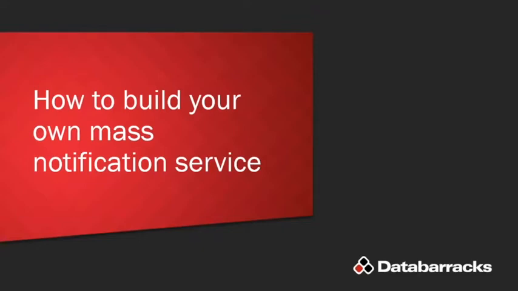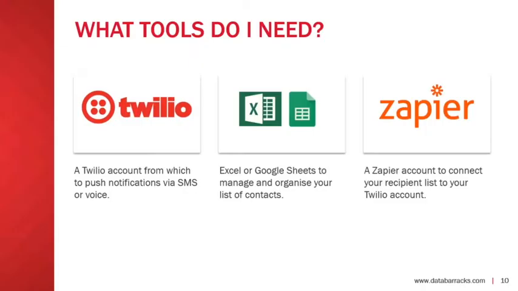So, jumping in, now we're going to look at literally the step-by-step guide of how you can build your mass notification service. There are three things that you need. I'm not going to say the tools necessarily at this point. You need a contact list. You need a tool to be able to send voice or SMS messages, or it could be any other message, which we'll come to later on. And then you need something that connects those two.